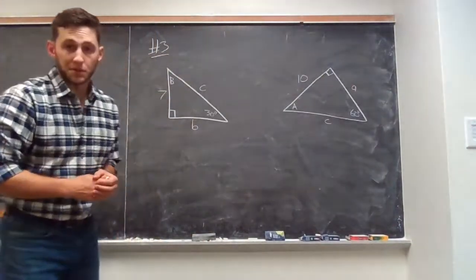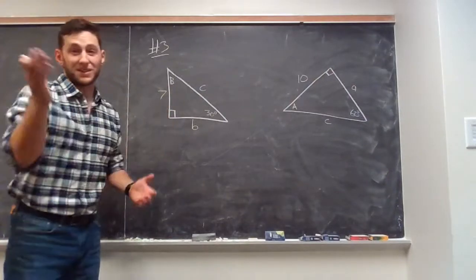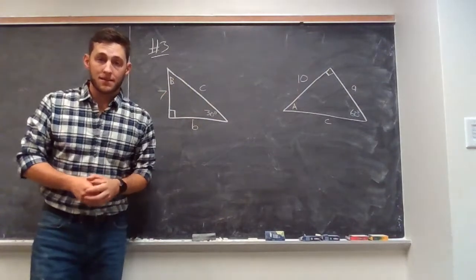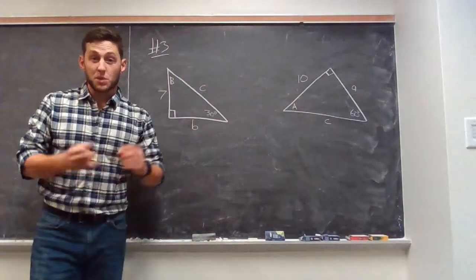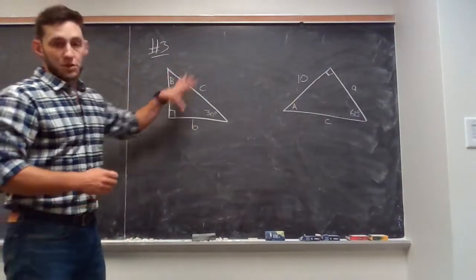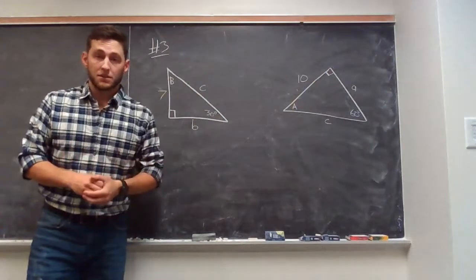All right, so for number 3, we're given 2 right triangles, and we need to go ahead and solve these out for all missing angles and missing sides. So the things that would come to mind are right triangle trigonometry, SOHCAHTOA, and then also any kind of triangle stuff that I know, like the Pythagorean Theorem, and that angles add up to 180 degrees.